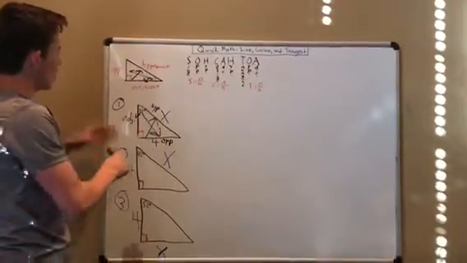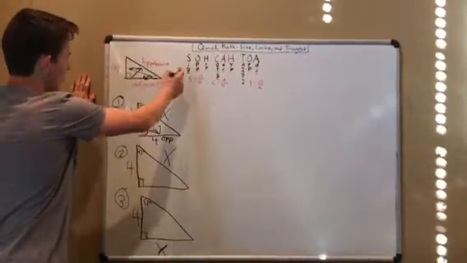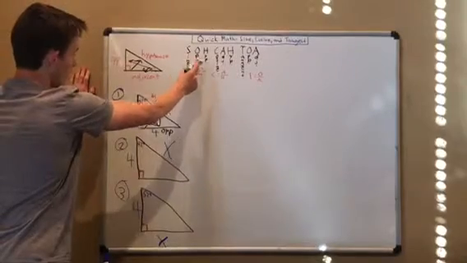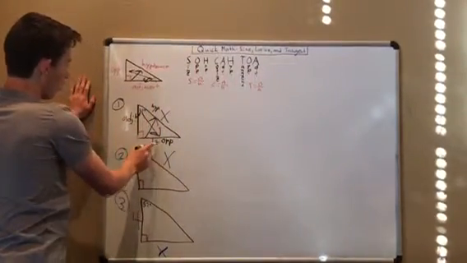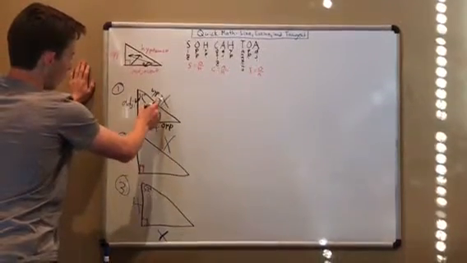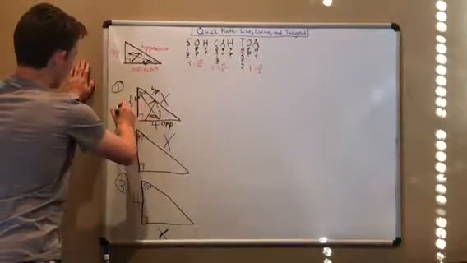If you look at it, sine is the opposite over the hypotenuse. The opposite side is what you're given, 4, and then over what you're trying to find, x, the hypotenuse. So this one you would use sine.